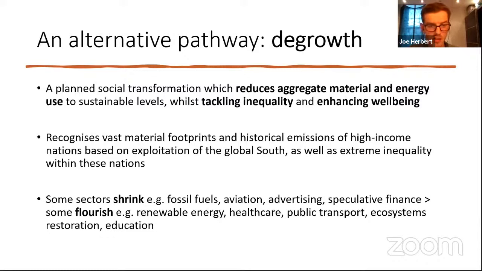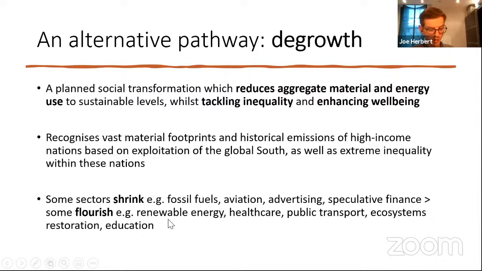So what will it look like? Well, how do you reduce aggregate material and energy use whilst enhancing well-being? Obviously, some sectors that are causing this ecological damage need to decrease in size, need to shrink, and possibly completely. So things like fossil fuels, aviation, advertising, and certain types of finance are possible examples, but also many others. And then sectors that are contributing positively to social and ecological well-being, we want to see them flourish. So things like renewable energy, healthcare, public transport, ecosystem restoration, education, and you could think of many other examples.